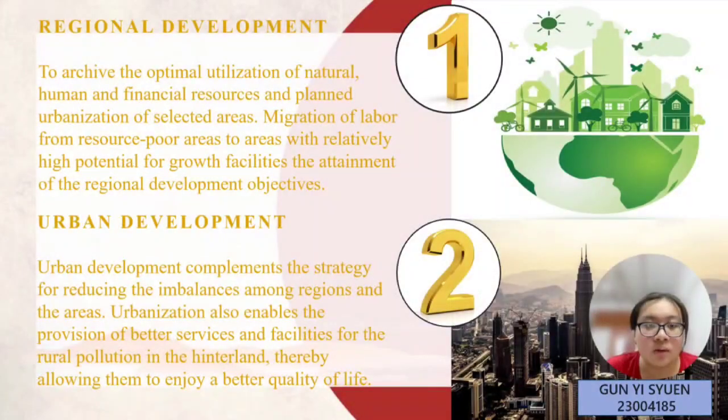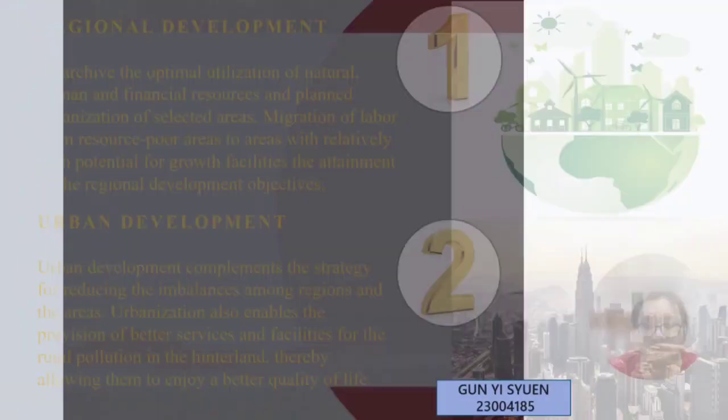Regional development to achieve the optimum utilization of natural, human, and financial resources and planned urbanization of selected areas. The migration of labor from resource-poor areas to areas with relatively high potential for growth facilitates the attainment of the regional development objective. Urban development complements the strategy for reducing the imbalance among regions and areas. Urbanization also enables the provision of better services and facilities for the rural population in the hinterlands, thereby allowing them to enjoy a better quality of life.